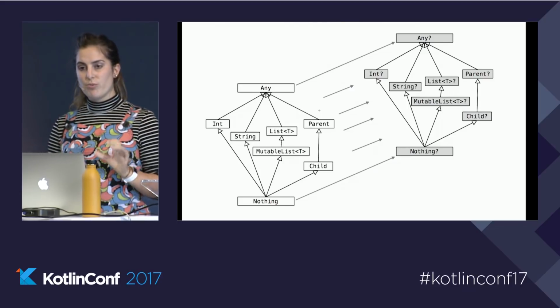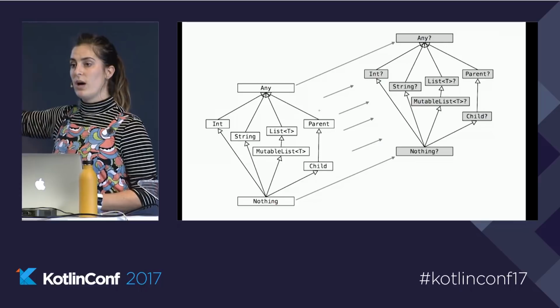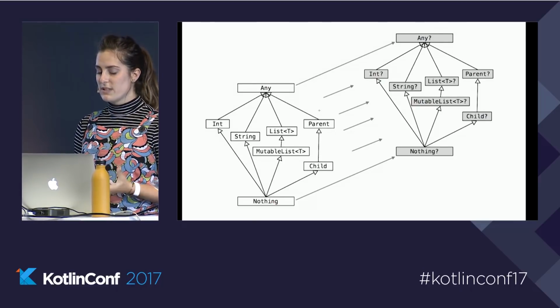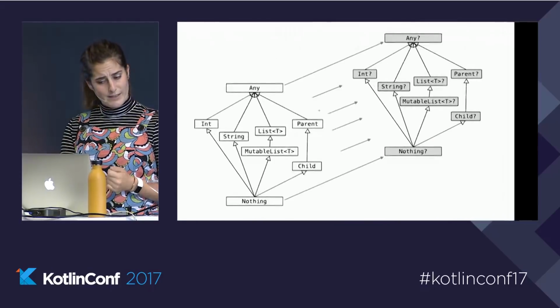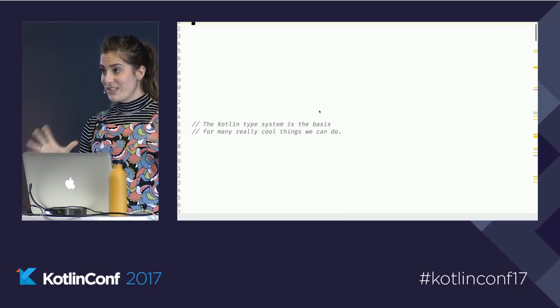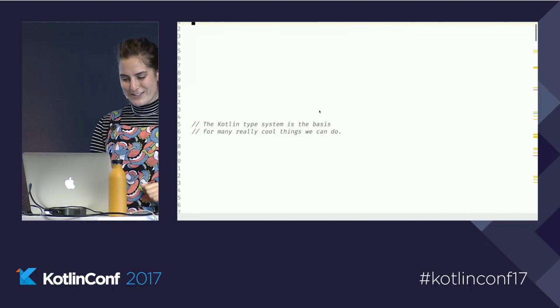And so if you really want to start at the bottom, you have the nothing type, and you can flow all the way through up to any question mark. So this is the general shape, the visual shape of the type system in Kotlin. Now, that was the wrong way to go. OK, back to the IDE. So the type system is cool, predominantly because it lets us do what we want.